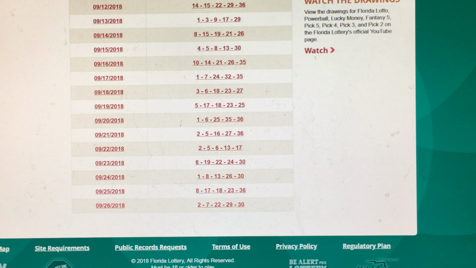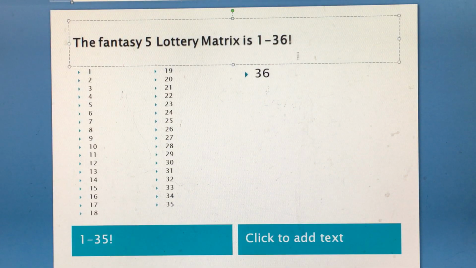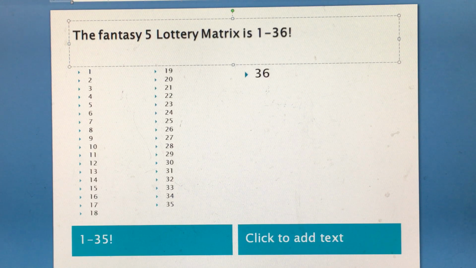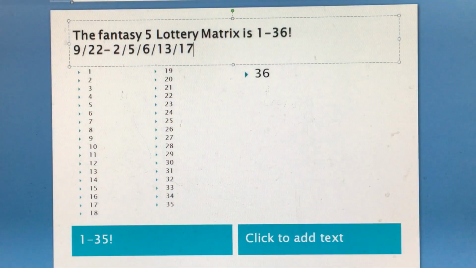For 922, two, 5, 6, 13, and 17, right? And they're less than 18, so they're low number matrix. So let's look at the number eliminations with round 1.